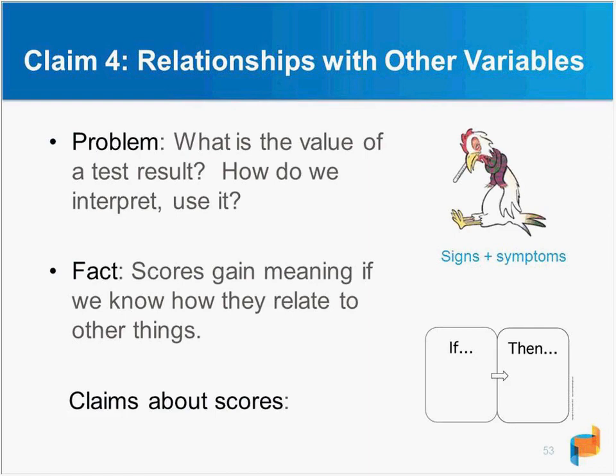So scores gain meaning if we know how they relate to other things. As in, if they have these symptoms, they may have stress. Or if she scores well on a leadership test and simulation, she'll be a good leader in practice. So depending on the circumstances, different types of claims can be investigated, and I will focus on just 4 of them.